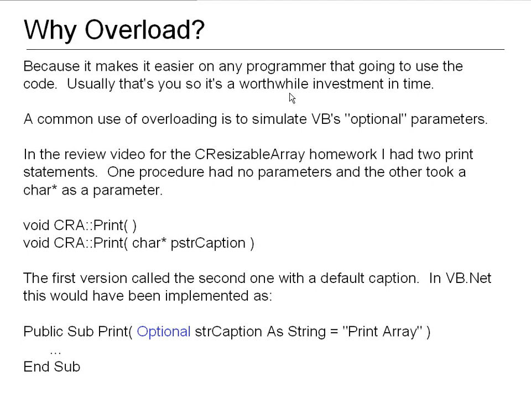Now, a common use of overloading is to simulate VB's optional parameters. In the review video for the C resizable array homework, I had two print methods. One procedure had no parameters and the other took a char pointer as a parameter, and that char pointer was used as a caption. The first version called the second one with the default caption. In VB.NET this would have been implemented as print, optional str caption as string equals print array. So if you don't specify anything, it's going to supply print array for you. If you do supply something, it'll use that instead.